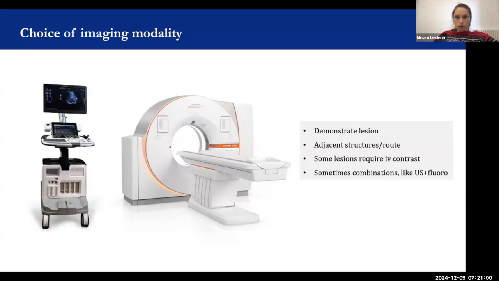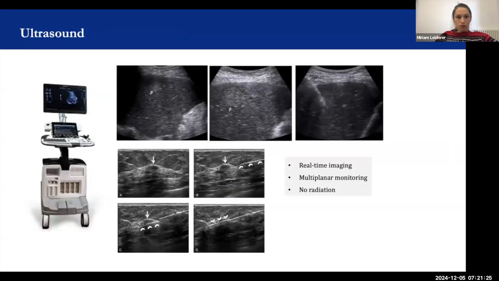When you choose the imaging modality, obviously, the modality needs to be able to demonstrate the lesion. You need to be able to see adjacent structures, vital adjacent structures, and consider that some lesions require IV contrast. Sometimes the combination of more than one is better than just one modality.